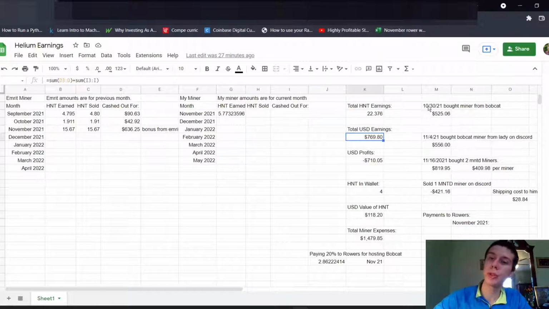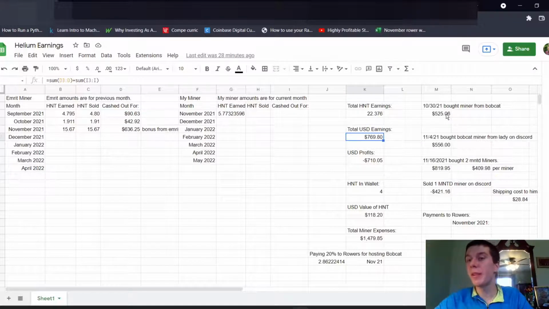And then over here on the right, I want to talk about the different miners that I bought. So right here, I bought a miner from the official Bobcat website, straight from the company, and that was about $525. I have not received that one yet. It's probably going to be a few months still, probably out into March or April before I get that one. That's just how that goes. And then a few days later is when I bought that other Bobcat miner from the lady on Discord. And that's the one that earned most of this 5.77 here for me.